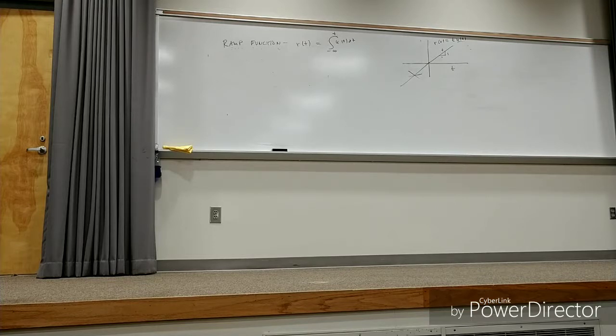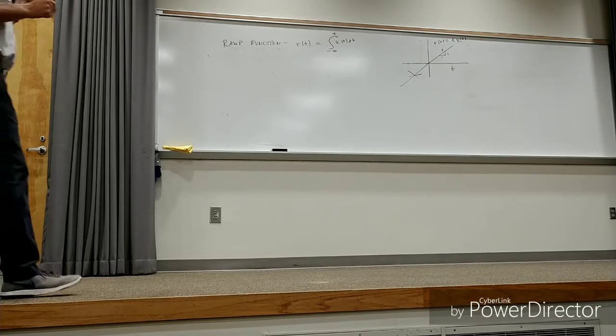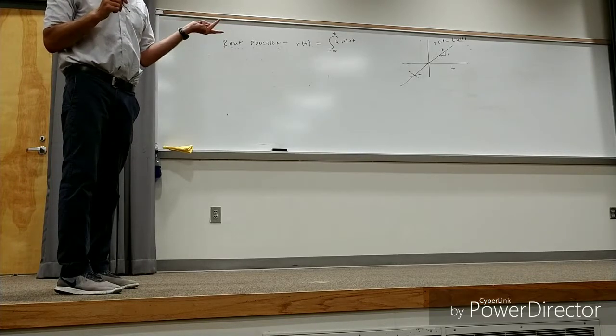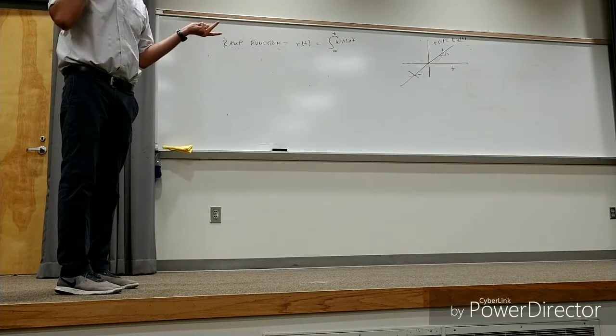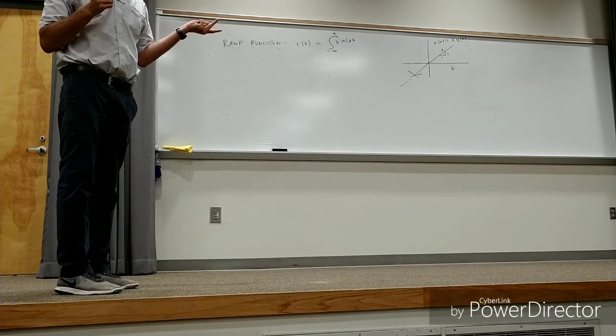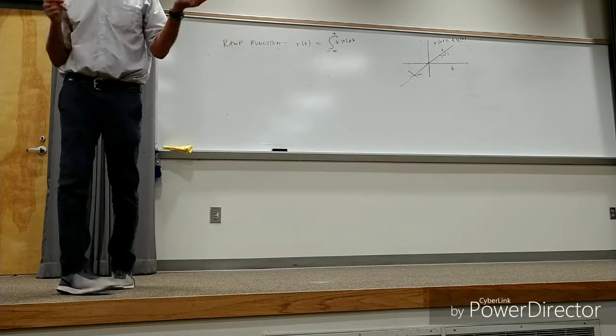So you got 3 new functions. You got the delta, u of t, and the ramp. I'm in continuous time. Now they have discrete time analogs, and I'll show you in a bit. All right, I want to focus on continuous time for now. So what do we use these for?